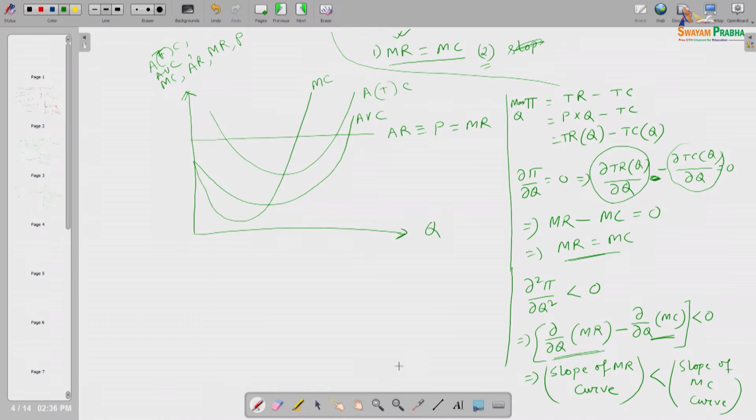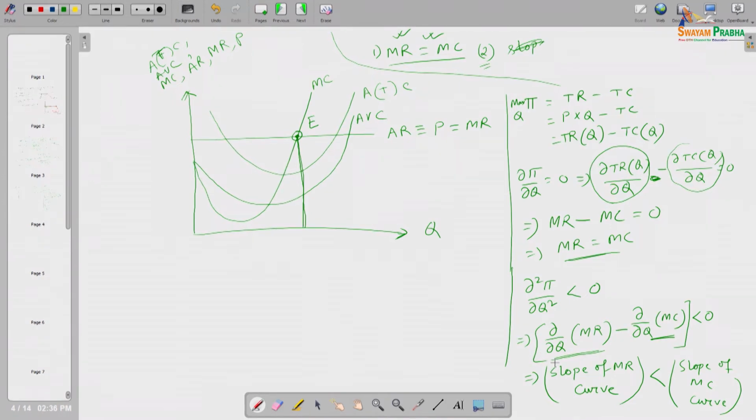Look at this diagram, what is MR and MC? This is the MC, this is the MR. So, where is MR equals MC? This is the point where MR and MC are the same, because at that point the MR value is this vertical distance, and the MC value is that same vertical distance, because that is the MC curve. So, this point E satisfies the first order condition for sure, MR equals MC.